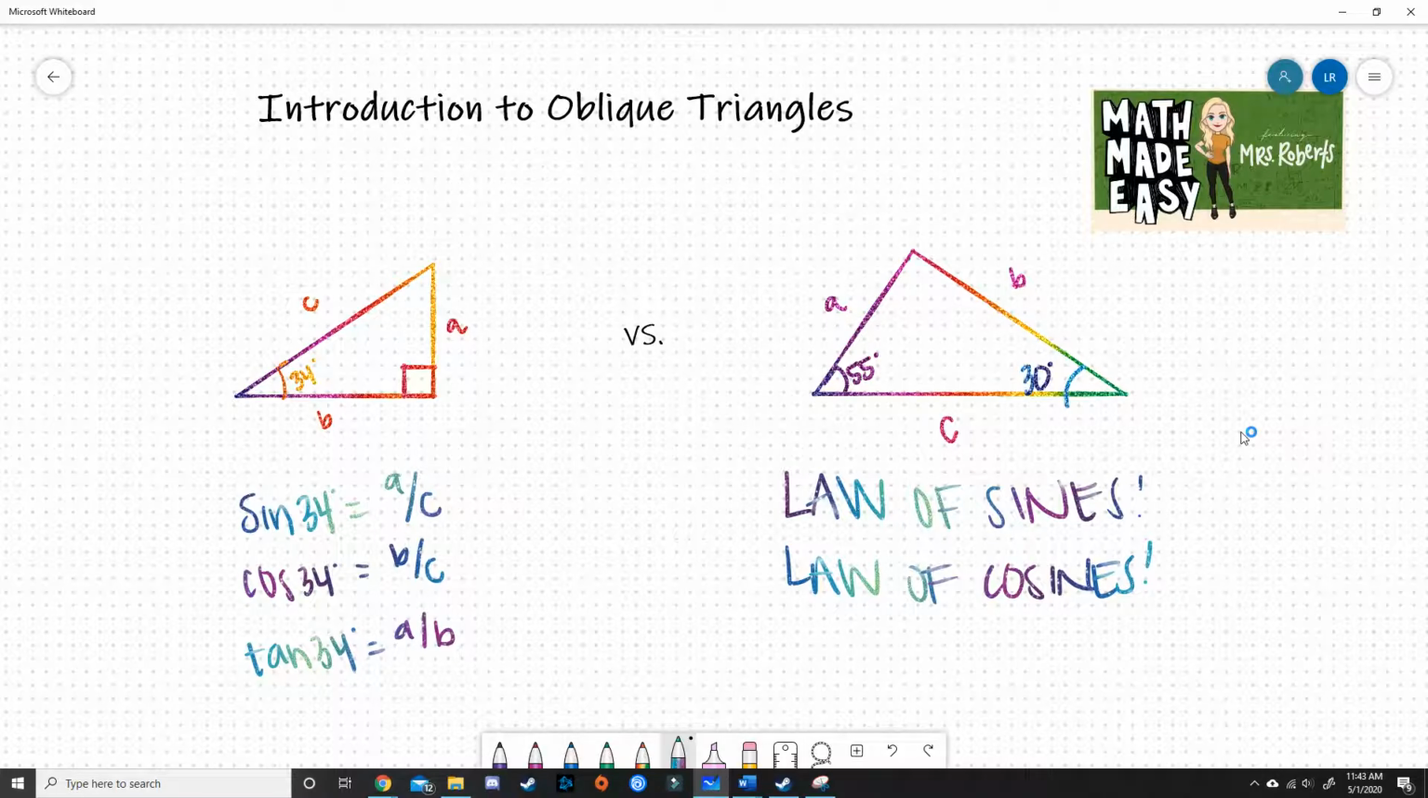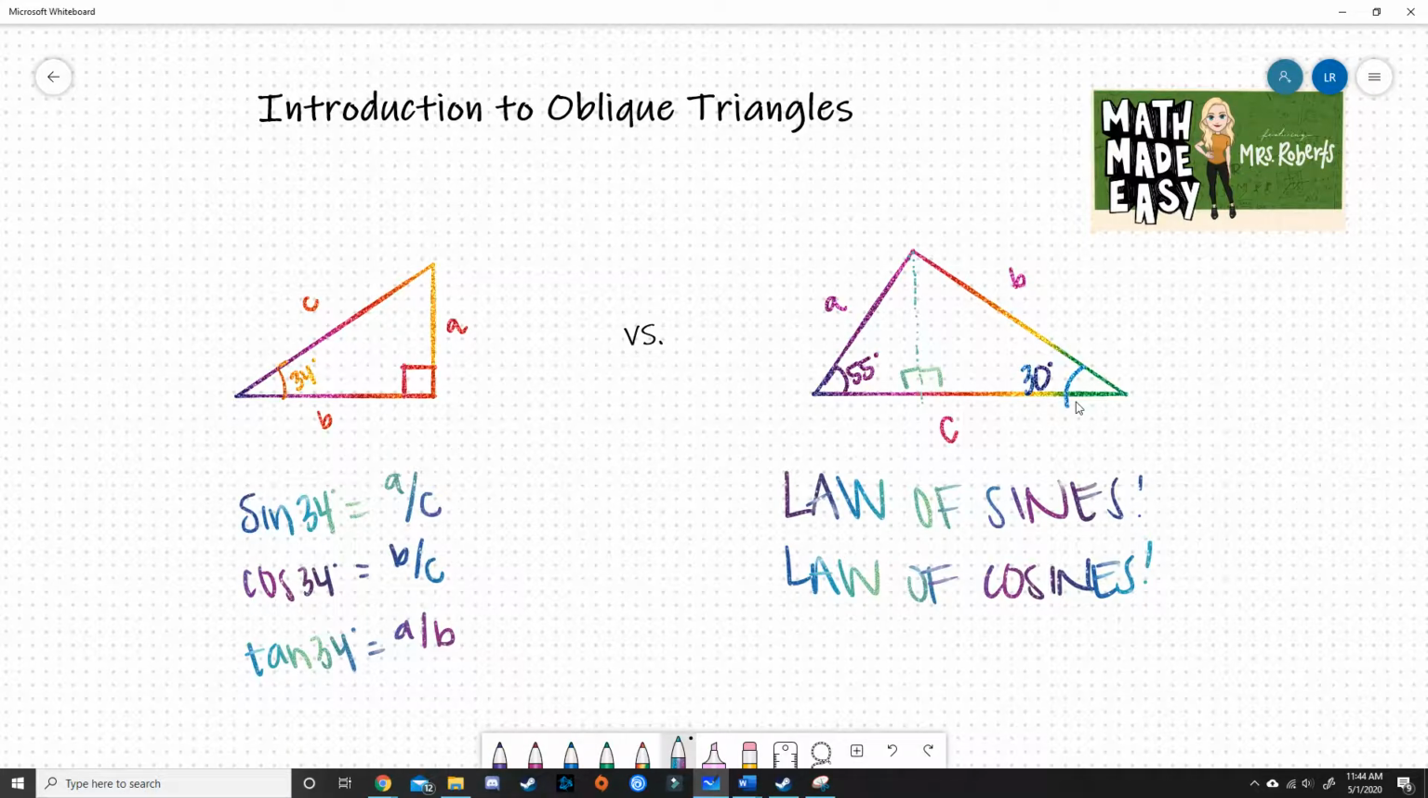In future videos, we are going to apply the law of sines and the law of cosines. Law of sines and law of cosines are used for non-right triangles, and they will be derived by splitting an oblique triangle into two right triangles, and then using what we know here in order to figure out the rest of this. So in future videos, we're going to apply law of sines, law of cosines.